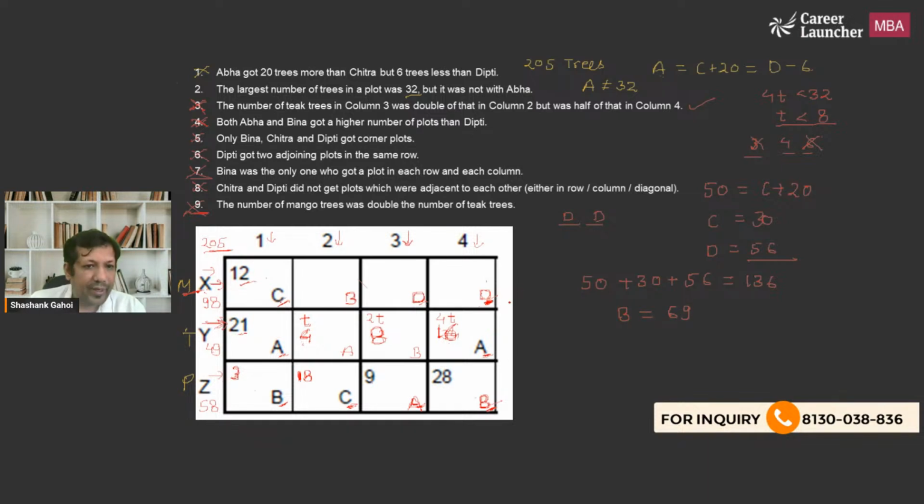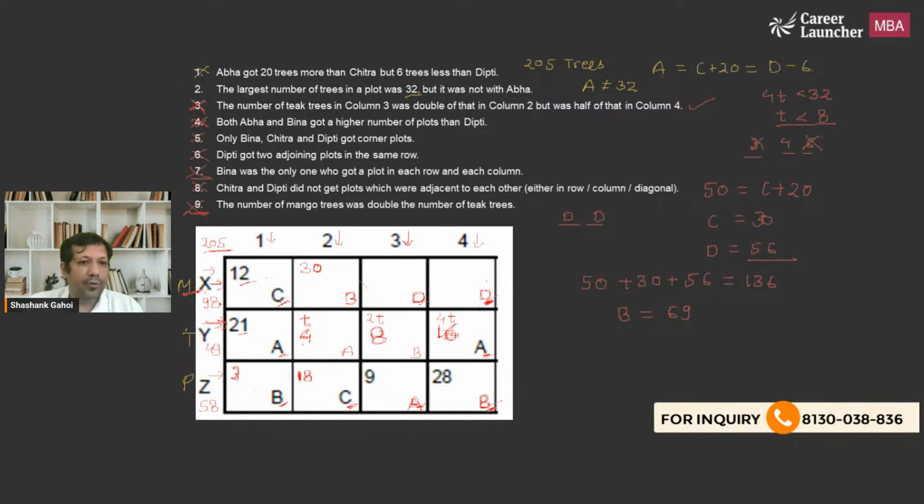Okay, fine. So now calculate. This is 3. This is 28. So 3 plus 28 is going to be 31. 31 plus 8 is going to be 39. So this should be 30. So the number of trees with B in X2 should be 30. So that's what we get.